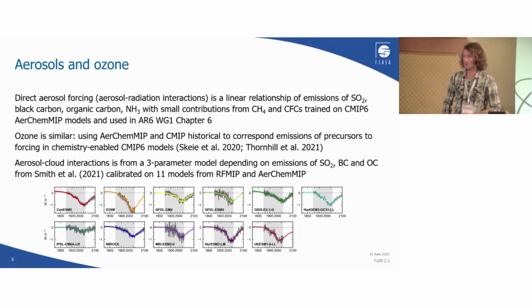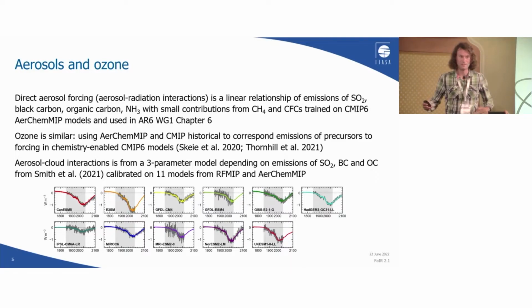FaIR results on ozone have also been improved from previously. I won't talk too much about this, but the bottom row here shows how we can fit a 3-parameter model to aerosol indirect forcing. So the gray lines here show you model-derived results from CMIP6 for 11 models, and the colored lines are the emulation used in FaIR based on emissions of sulfur, black carbon, and organic carbon. And again, we're using AerChemMIP results on this, so this is all derived from CMIP6. We have similar results for the ozone forcing, including ozone temperature feedbacks on ozone formation.